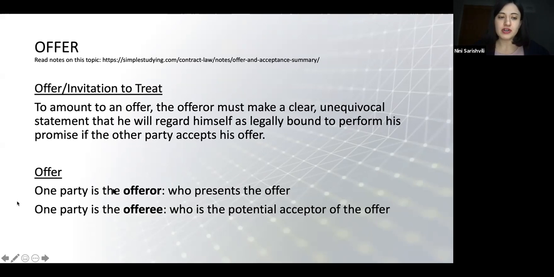In the case of an offer, one party is the offeror who presents the offer, and the other party is the offeree, who is the potential acceptor of the offer.